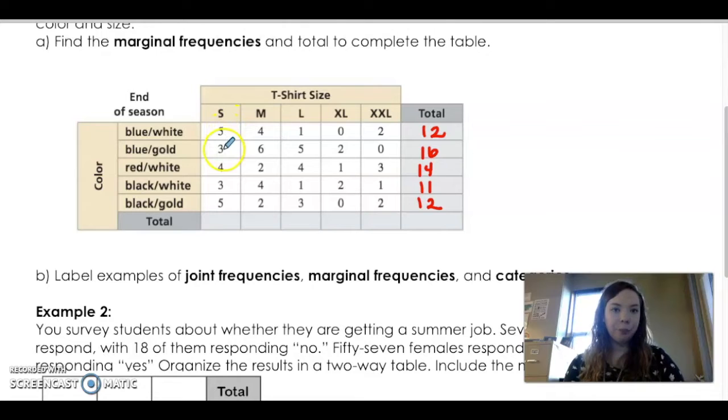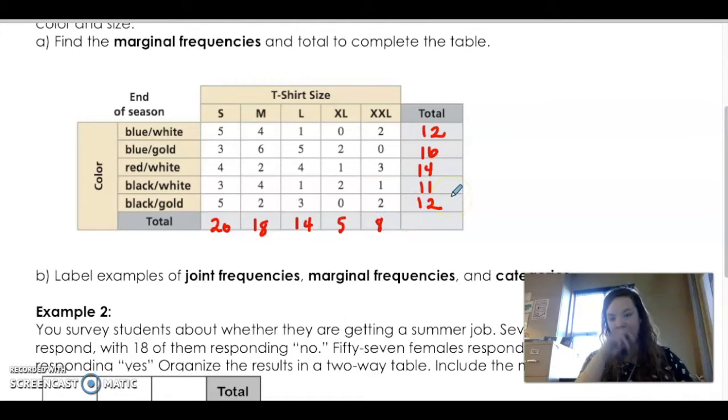Okay, and then you're going to do the same thing for your columns. So here we have 8, 12, 15, 20, 18, 14, 5, 5, 6, 8. Okay, and then to get your grand total, you just add them all together, but you just want to add either your row or your column. You don't want to do it twice. So I'm going to add my column, and we get a grand total of 65. If I add this way, I should also get 65, so I'm going to double check just to make sure that I did it correctly, and I did. Okay, so just adding there.